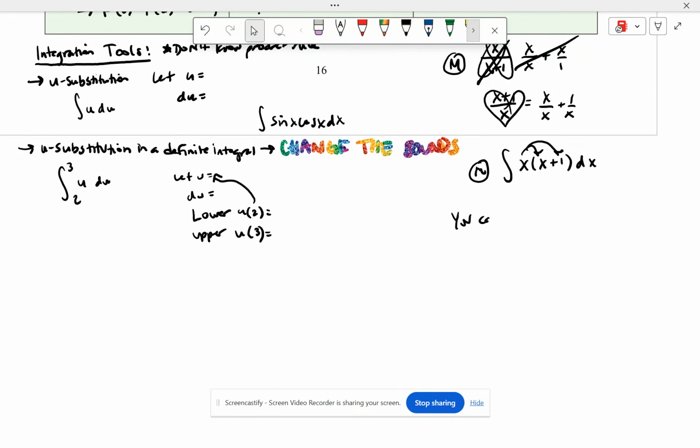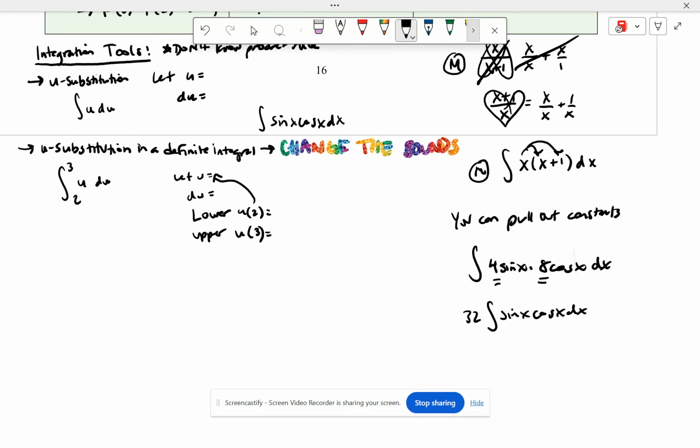You can pull out constants. Let's put that on there. Good. You can pull out constants. Let's say, for example, you had 4 sine x times 8 cosine x dx. You can take these, pull those out. Okay, good example.